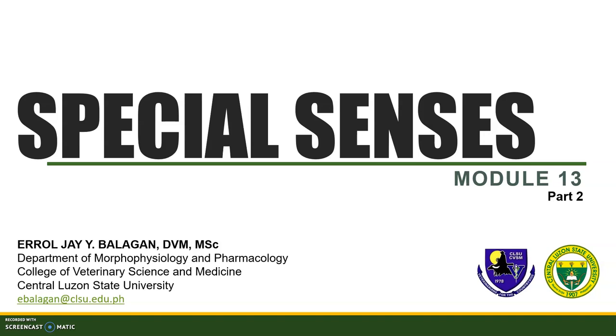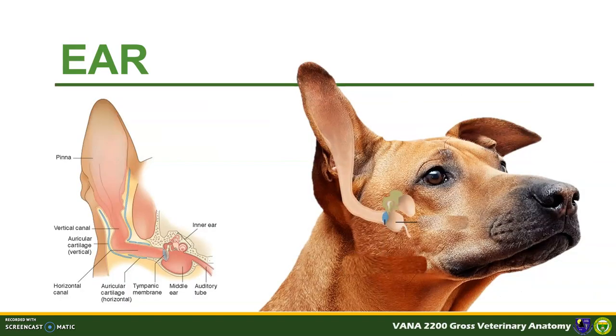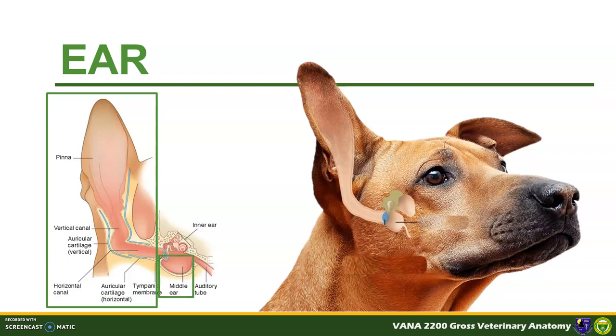Welcome to the second part of Module 13. In this part of the lecture, we will discuss the anatomy of the ears. The ear is the organ of balance and hearing. It is composed of three parts: the outer ear, the middle ear, and the inner ear.